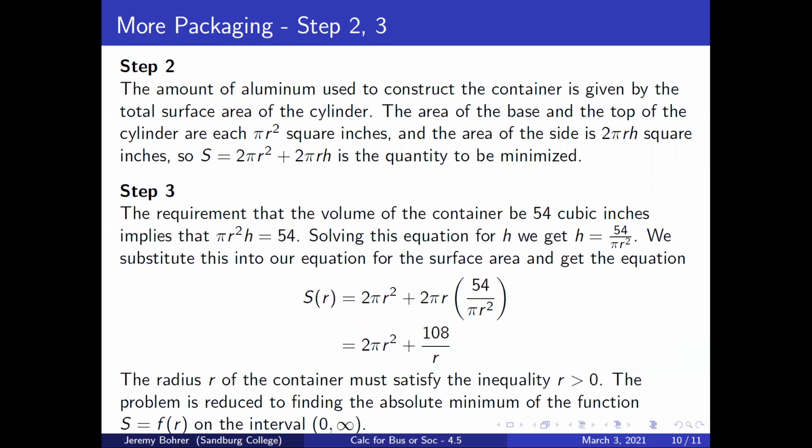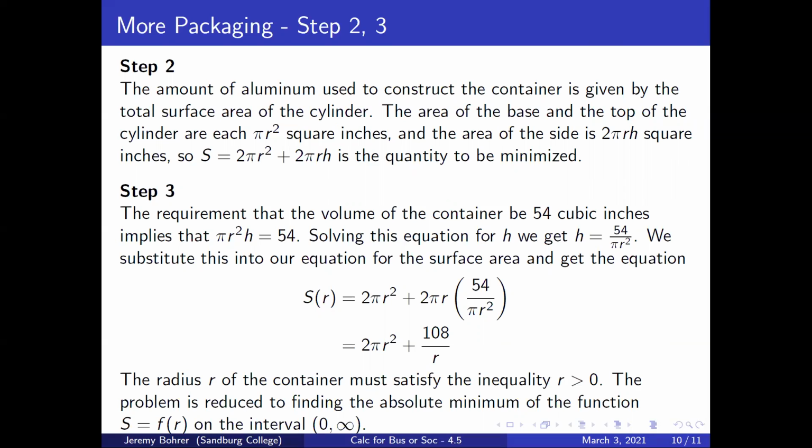The amount of aluminum used to construct the container is given by the total surface area of the cylinder. The area of the base and the top of the cylinder are each pi r squared square inches, and the area of the side is 2 pi rh square inches. So S equals 2 pi r squared plus 2 pi rh is the quantity to be minimized.